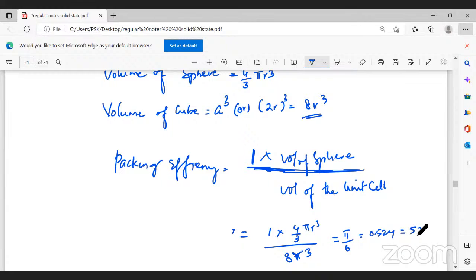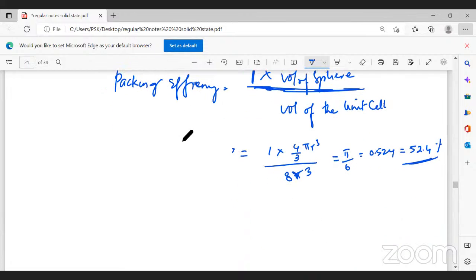that is equal to 0.524, that's equal to 52.4%. So when I say 52.4% is the packing efficiency, in case of what? The simple cubic lattice. What is the empty space? Empty space will be 100 minus 52.4, so it will be 47.6%. The empty space will be 47.6%. Mathematics might be wrong, you check. Did you understand this derivation?